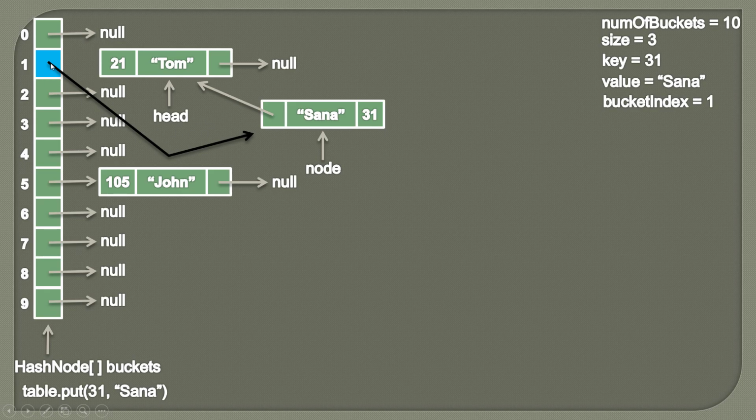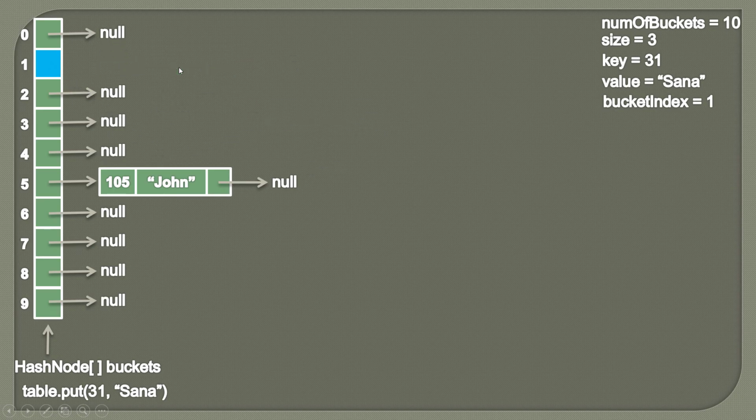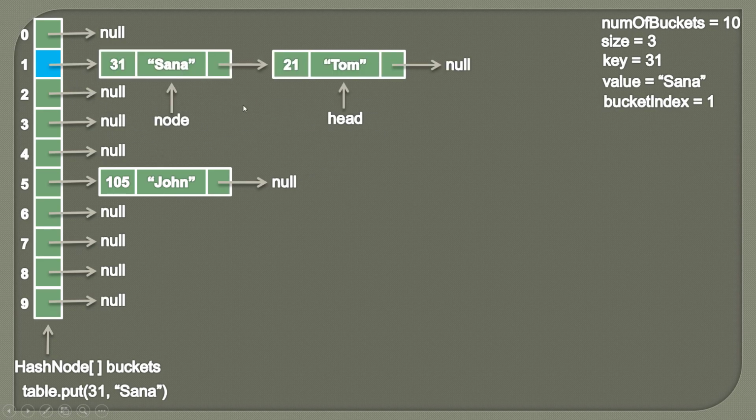So here there is a reference from this index to this node which we want to insert, and from this node there is a reference to the list of nodes which were already there. So currently there is only one node, but there could be a chain. So when we rearrange this, it would look something like this. That node is inserted at the beginning of the list, and this node simply shifted by one position.